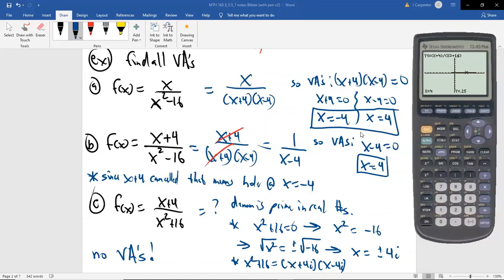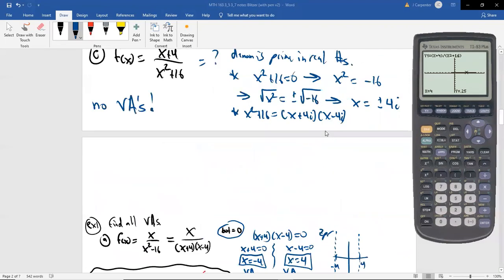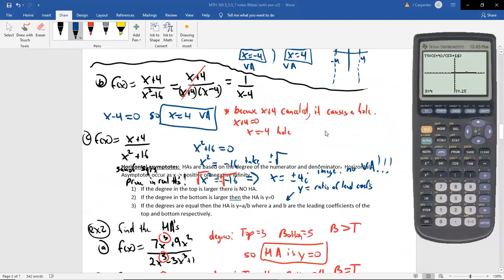So that's our vertical asymptotes. That's one of the two things I'll be testing on from this section. The other thing being, this is just the same work again.